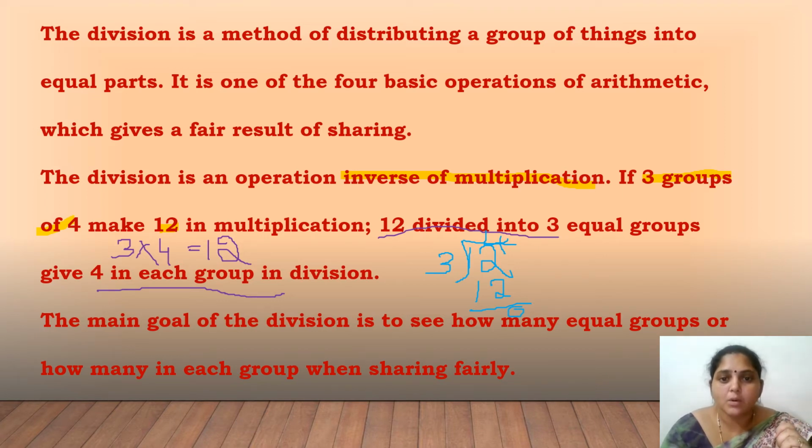The main goal of division is to see how many equal groups, or how many in each group. In division, first we see how many equal groups we are making or how many we have in each group. We will see both in our divisions.